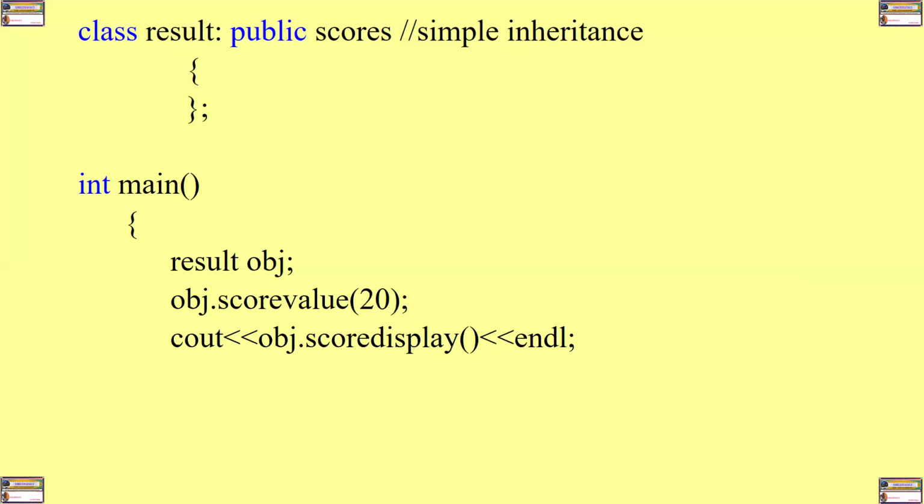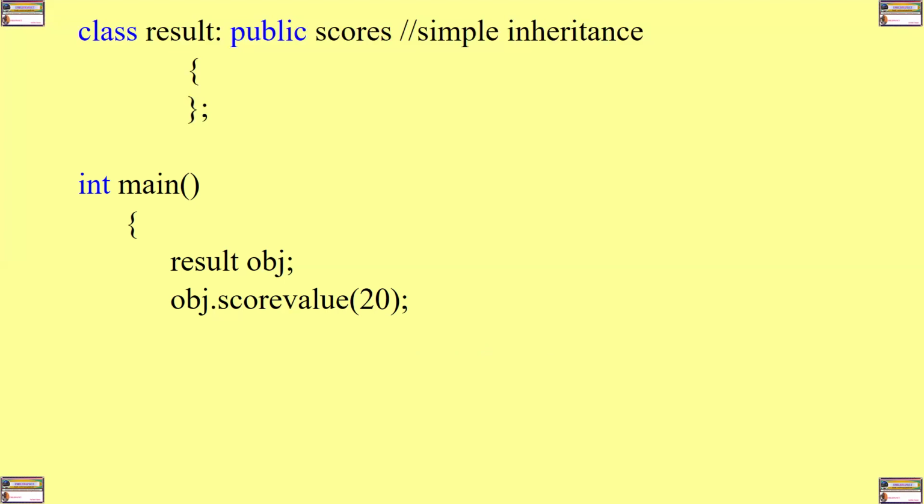Remember that the score display is a member of the base class called Score, but because the class called Result has been derived from Score, meaning that the class called Result is able to access all the members, both the data and the methods of the class called Score, then we are able to invoke the method called scoreDisplay, which has been defined in the class called Score, through the object for manipulating the derived class called Result.